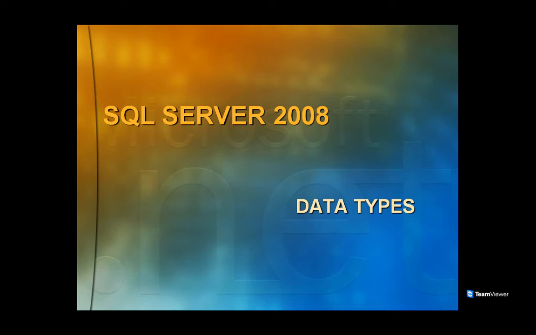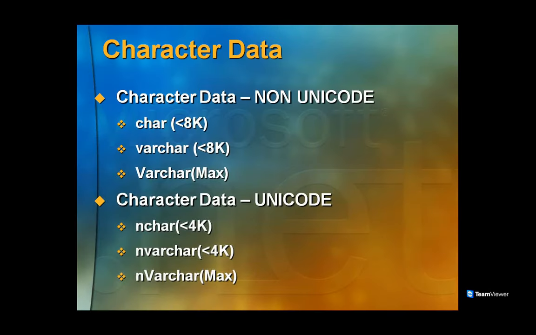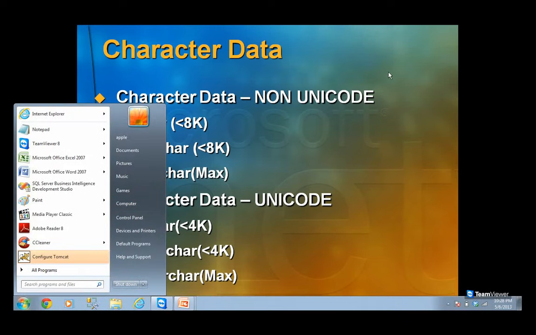Let us understand what kind of data types we have in SQL Server. To store data, we have two kinds of data types. One is non-Unicode data, the other one is Unicode data. What do you mean by non-Unicode data? Non-Unicode data means it supports only US English. Unicode data means it supports all languages. So just understand the difference between Unicode and non-Unicode.